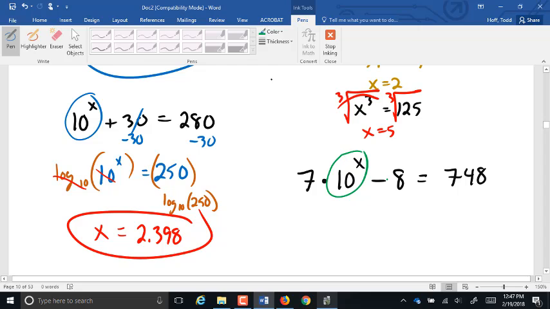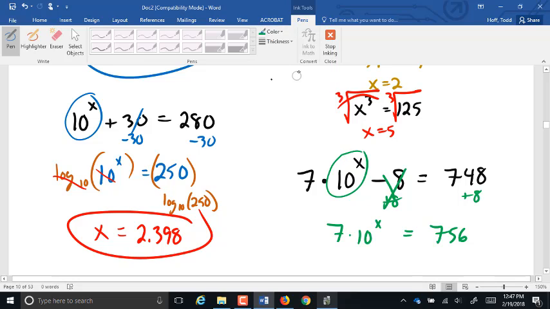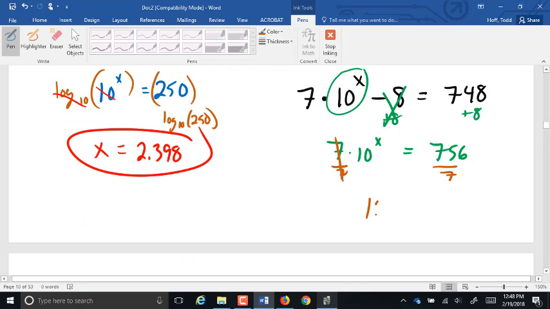What do you think, Jeremy? What's the opposite of subtracting 8? Adding 8. Very good. So we add 8. That gives us 7 times 10 to the x equals, adding 8 there, 756. Now we still have to get rid of that 7. How's the 7 attached to that 10 to the x, Jordan? So how do we get rid of it? Divide by 7. Very good. So we've got 10 to the x equals 108. Then what?